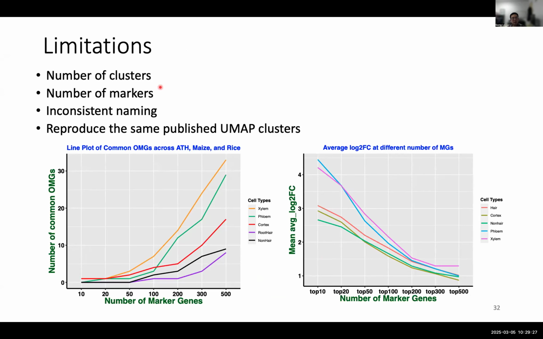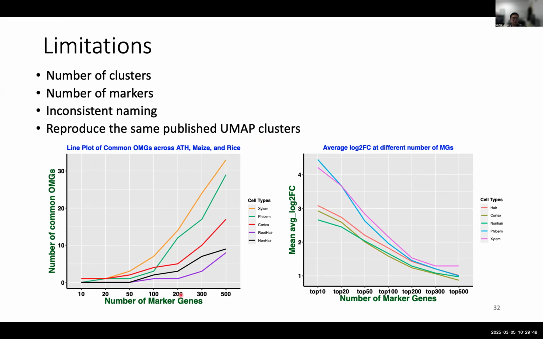With that, the limitation would be how you decide the number of clusters and markers, and that different species name the clusters differently. And for us, it's very hard to reproduce, in many cases, the same published UMAP clusters, basically because the detailed parameters were not provided in the publication, which is understandable to some extent.